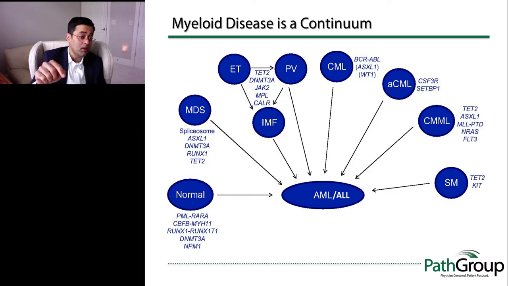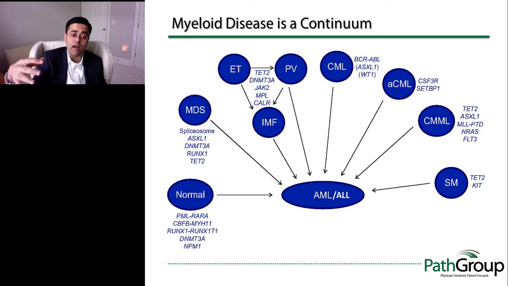When you look at a disease like myelodysplastic syndrome on the left-hand side, there are certain gene mutations that help tell you that it's a myelodysplastic syndrome. And any of those diseases, whether it's myelodysplastic syndrome, essential thrombocythemia, polycythemia vera, primary myelofibrosis, any of these diseases can evolve to acute myeloid leukemia or acute lymphoblastic leukemia. And on the right-hand side are more myeloproliferative neoplasms and then overlap myeloproliferative/myelodysplastic neoplasms.